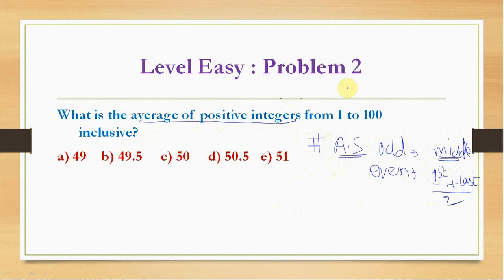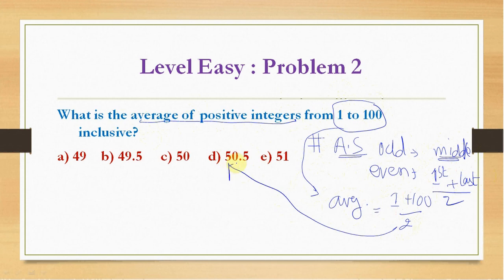So here there are 100 observations in this series, so there are an even number of observations, so average will be first number plus last number divided by 2, which is 50.5. So answer D is correct.